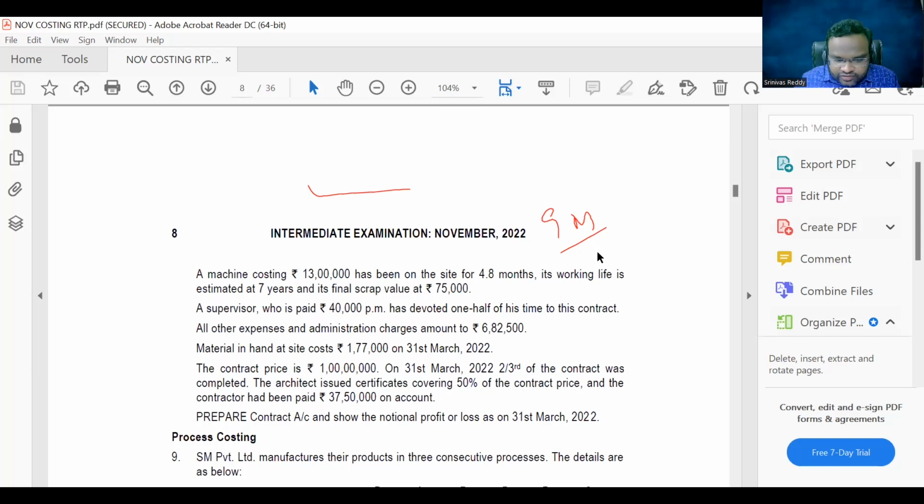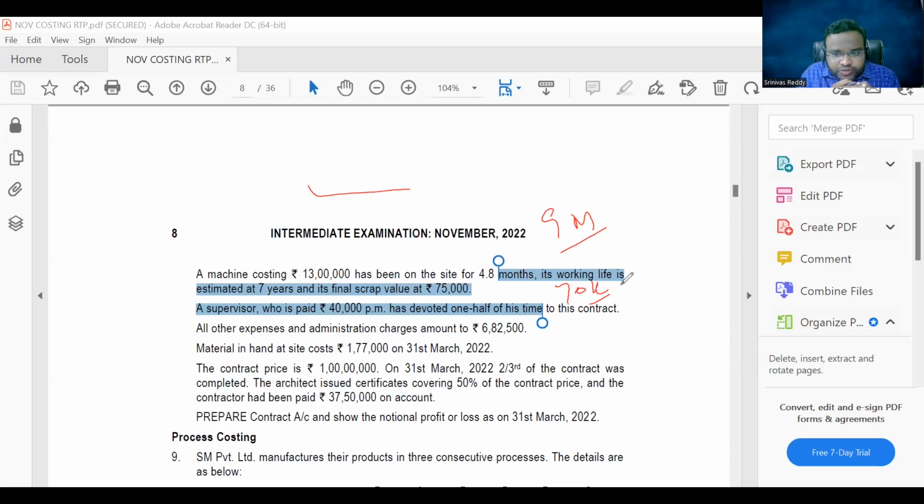How much will you arrive at? 13 lakhs minus 75,000 divided by 12 months, and this year you have used it for 4.8 months. Divided by 7 years, you are getting 70,000. Depreciation 70,000.